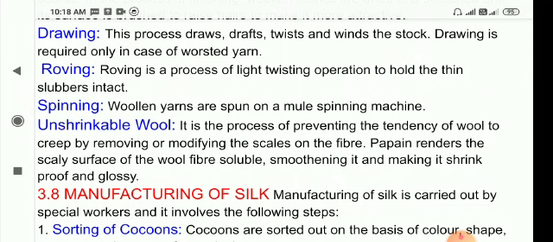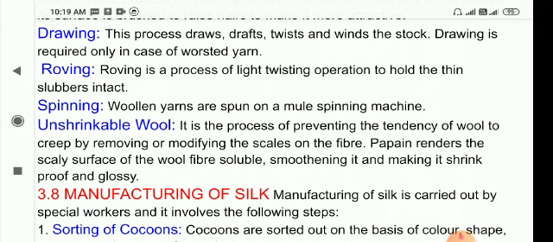Roving is the process of light twisting operation to hold the thin slivers intact. Intact means entire, make one. Students, that is slightly twisting the different fibers of wool, it is tried to make an intact, a complete one long rope. That process is known as roving. And next one is spinning. Spinning, that is twisting, student, we can say. The woolen yarn is spun on the mule spinning machine. It is just rotated continuously, by which it becomes strong also.